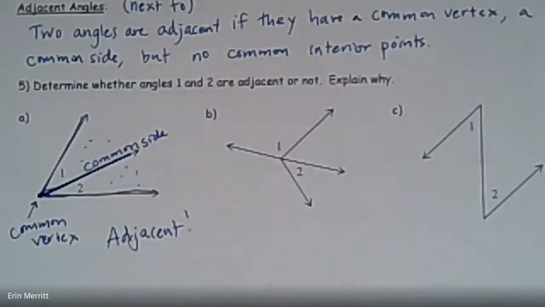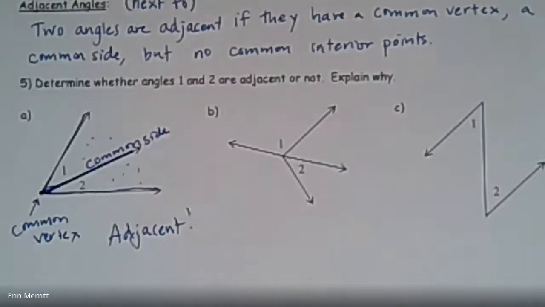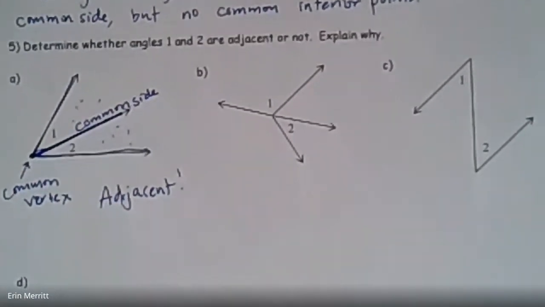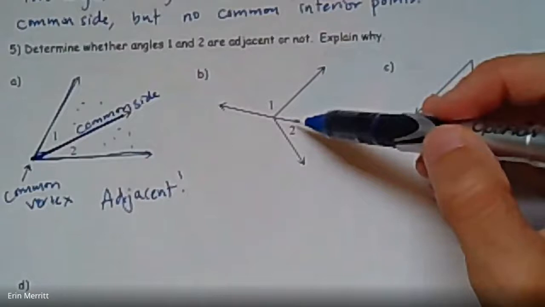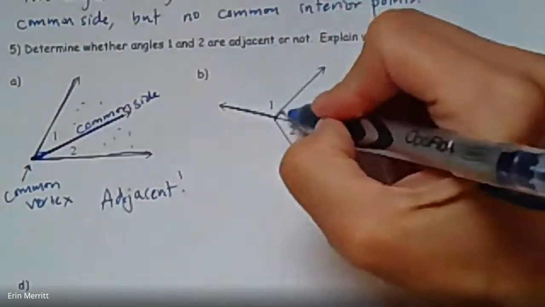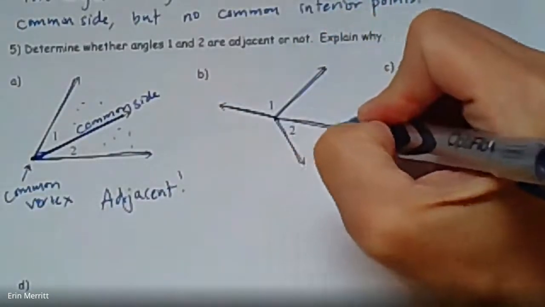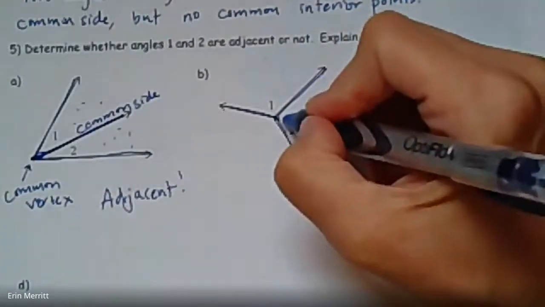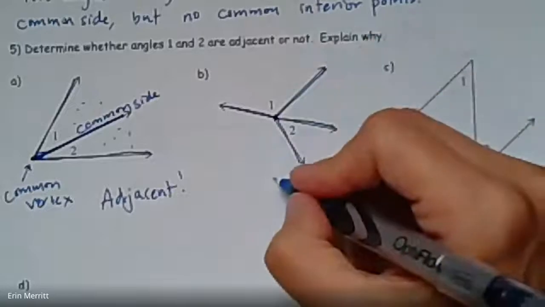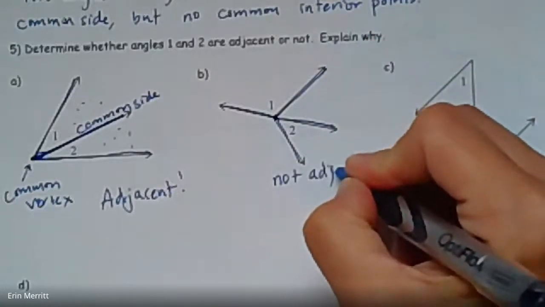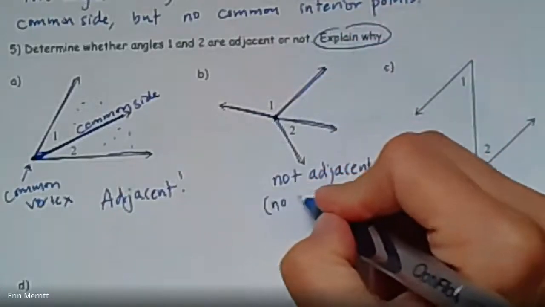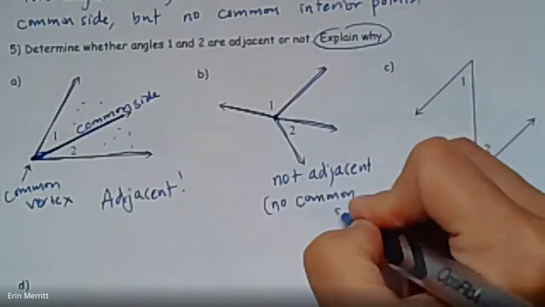So I want you to take a look at all of these and determine, what do you think? Adjacent or not adjacent? So for part B, if I trace it, what you should hopefully notice, they didn't have a common side. I didn't trace over the same side. So they do have a common vertex, but not a common side. So this should be not adjacent. And it does say explain why. So no common side.